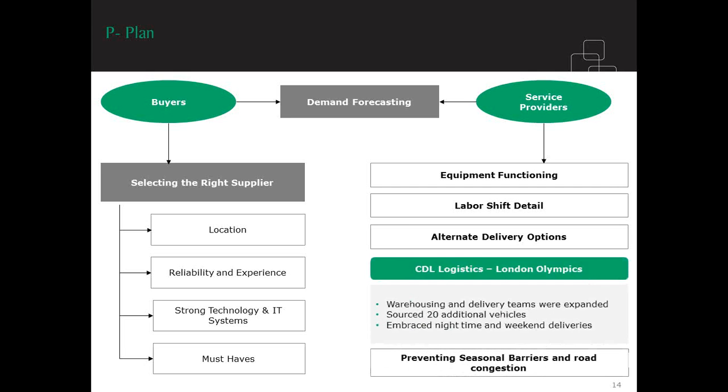A very good example here that demonstrates how planning has effectively helped in a hassle-free peak season would be the performance of CDL Logistics during the London 2012 Olympics. Based out of the UK, they took measures to ensure timely deliveries. These included expanding the warehousing and delivery teams to ensure 24/7 fulfillment services, sourcing additional 20 vehicles, and also adapting to nighttime and weekend deliveries. These factors combined helped CDL Logistics minimize the impact of road closures or traffic congestion due to 1 million visitors in London at the time of the Olympics 2012.